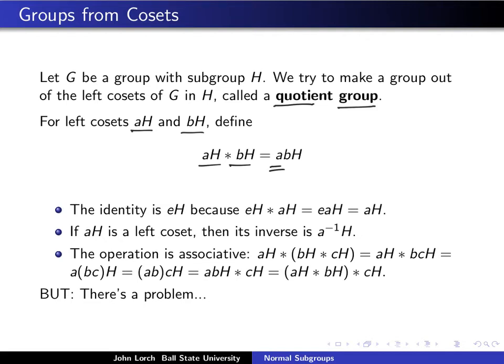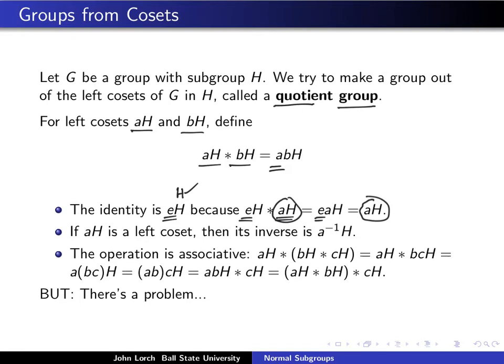The identity in this group would be just H itself, which we can write as EH. And to see that, if we take EH times any other left coset AH, we multiply the representatives to get E times A times H. But E times A is just A. And so the coset H serves to preserve the left coset AH. And it's the same as if we were to multiply on the right, same situation.